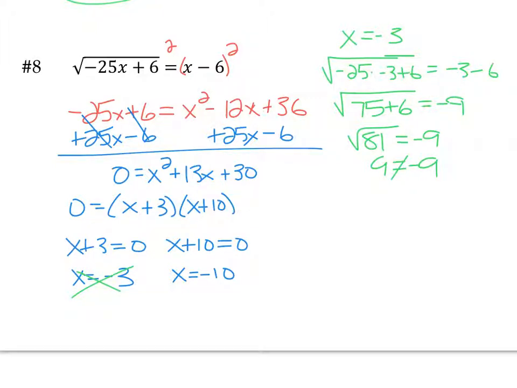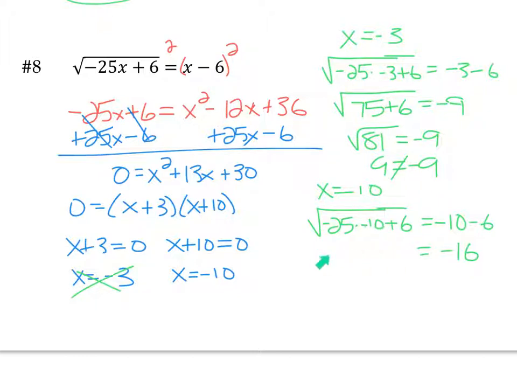Now we're going to check negative 10. X equals negative 10. I get the square root of negative 25 times negative 10 plus 6 equals negative 10 minus 6. We can see on this side we're going to get negative 16. It doesn't really matter to me what we have over here. Whatever this square root is, when we take the square root, I'm never going to get a negative 16. I can tell you right now, you can keep going through and checking if you want. This is not going to be equal. This isn't a solution either.